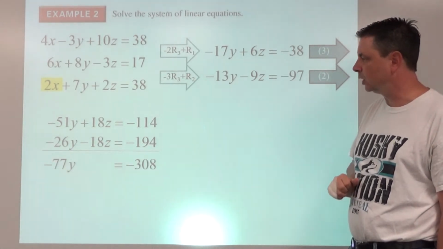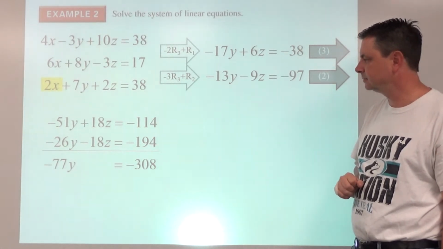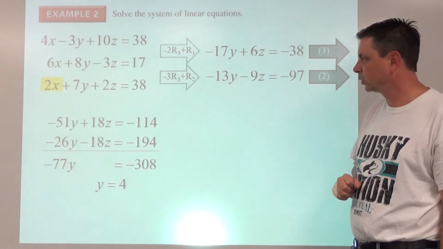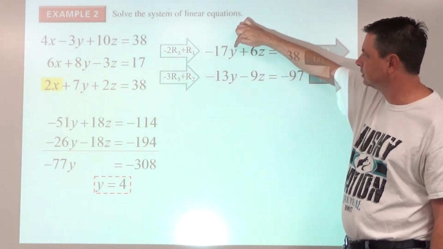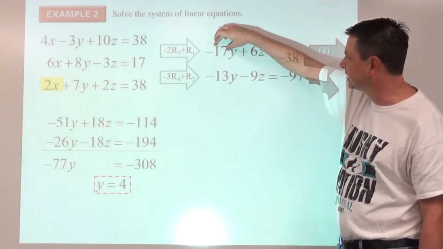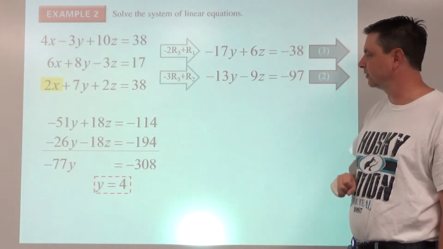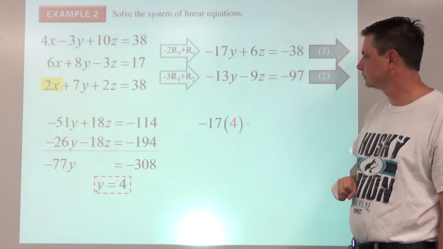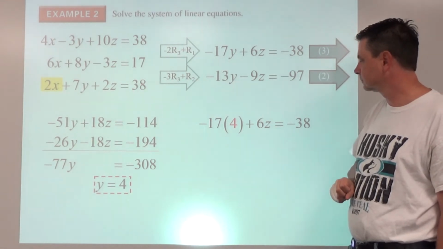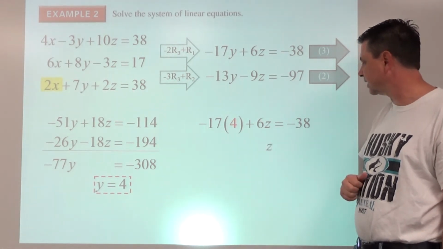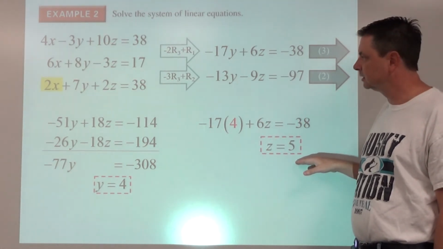Negative 77y is equal to negative 308. Divide that in. Y equals 4. Let's put that here. So negative 17 times 4 plus 6z is equal to negative 38. Negative 68, we'll add that to both sides. 6z is equal to 30, so z equals 5.